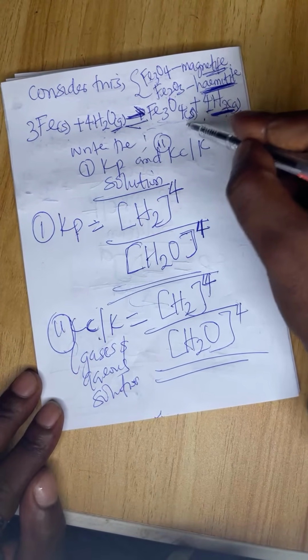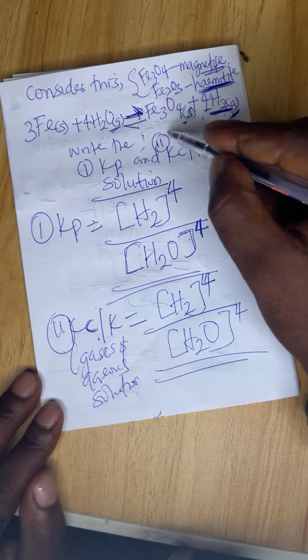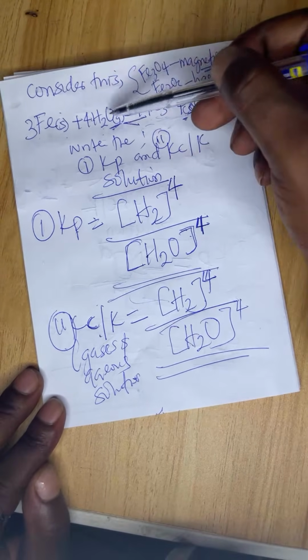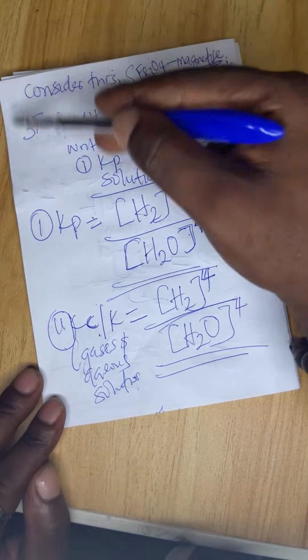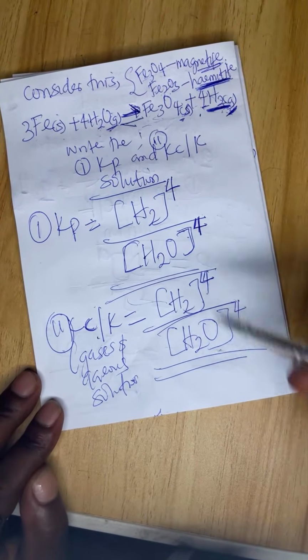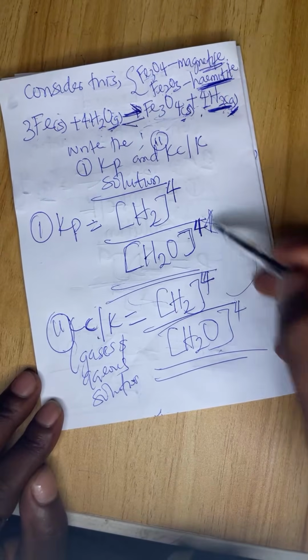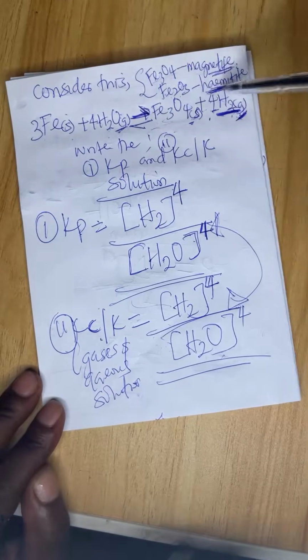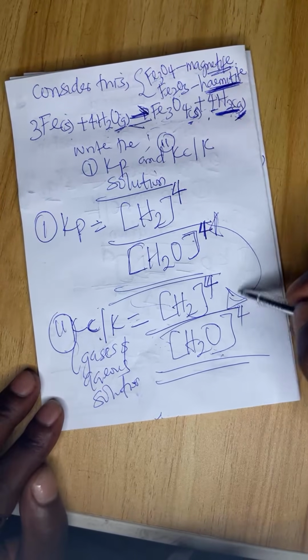Solid is not in aqueous solution, so I will not pick it. It is 1. All over, I will come to the reactant. This is the only gaseous. There's no aqueous here. I only pick this guy. So that's why they are the same thing, because there's no aqueous. If there had been aqueous in this reaction, this one would have been different.